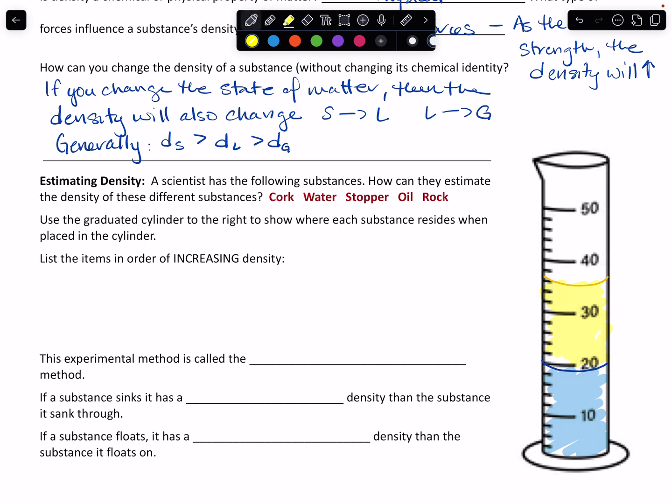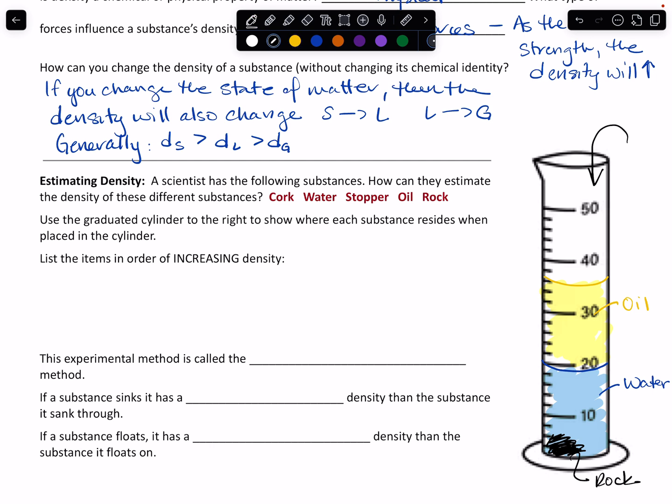If I now drop in my objects, I'll start with the rock. As I drop that rock in, it's going to go through the oil, through the water, and then sit down on the bottom of my cylinder. So this is my rock, this is the water, and this is the oil.